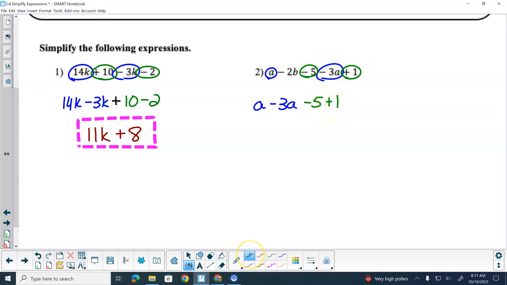Then you have to write down whatever's left over, right? Because there's nothing that's like with the B, so we just have that still in there. We don't just lose it because it doesn't have a like term.